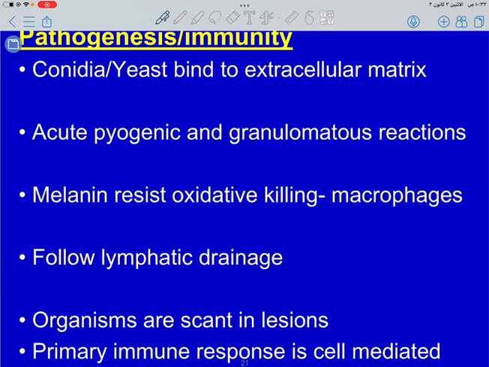This fungus has got melanin, which is a defensive mechanism of the fungus, can resist the oxidative killing by macrophages. And then the spread of the disease along lymphatics. The organism is scanty, few organisms we see in the lesion. The primary immune response is cell-mediated, of course. In fungal infection in general, cell-mediated immunity is more important than humoral immunity by antibodies.